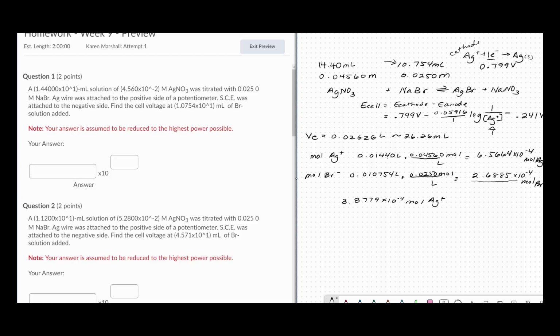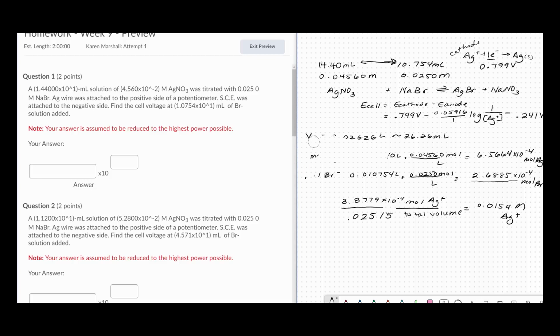Now notice how we need to have this in molarity. So I do need to divide this by the total volume. The total volume is just adding these two together after they've been converted into liters. So I get a concentration of my silver ion at this point of 0.0154, and it continues, but that's good enough for now. So that is the concentration of my silver.